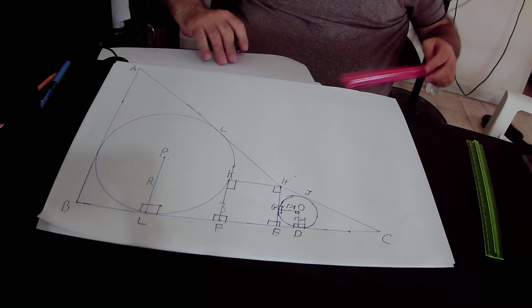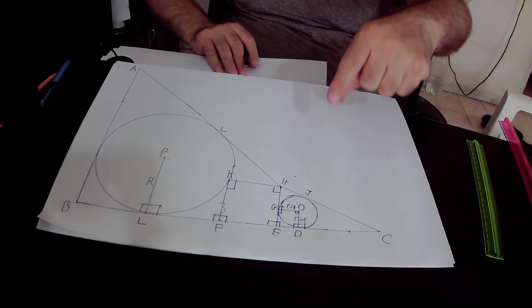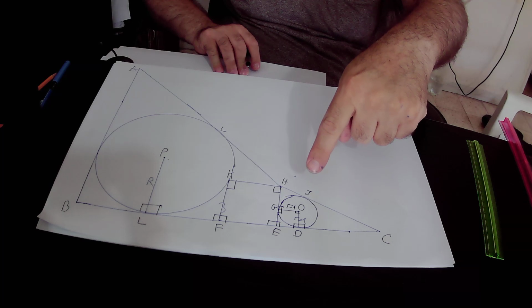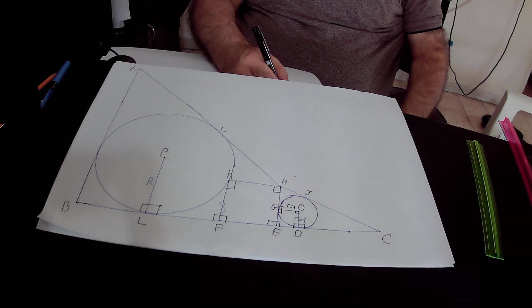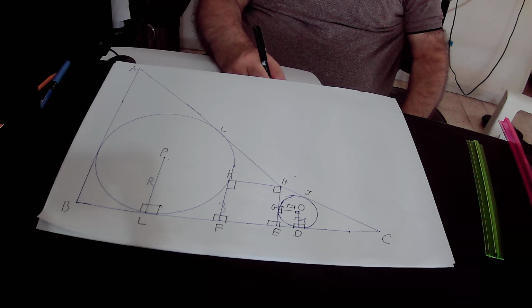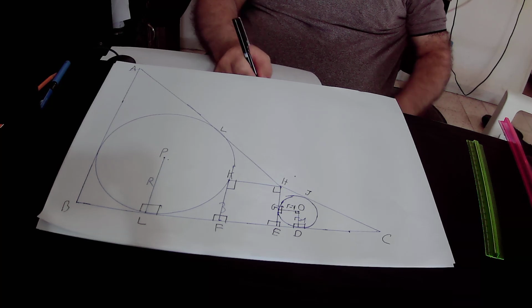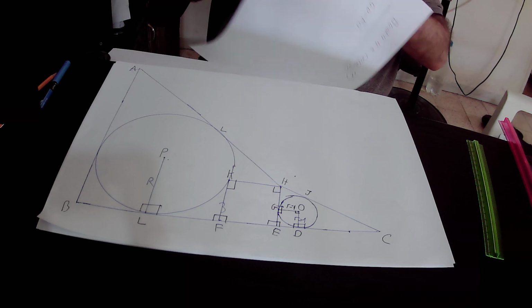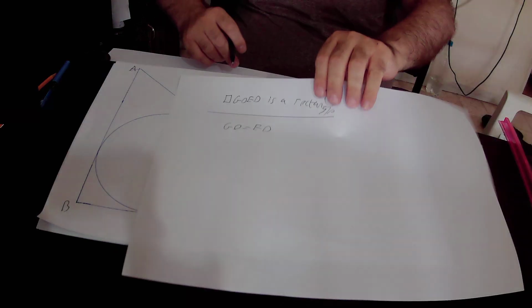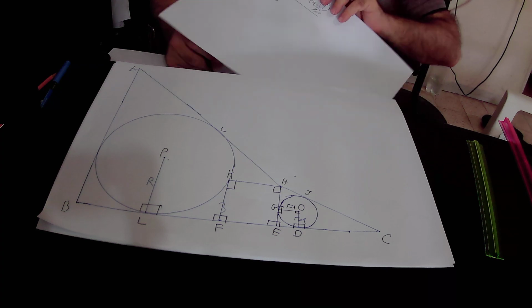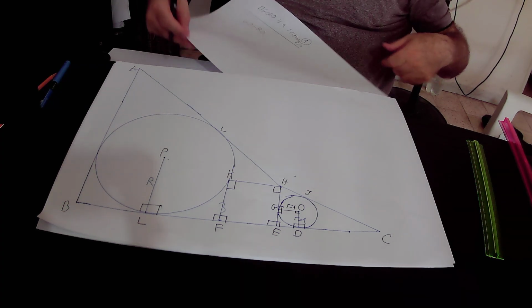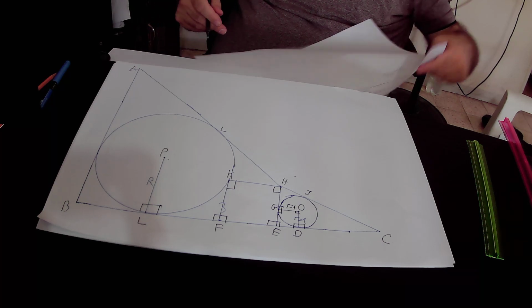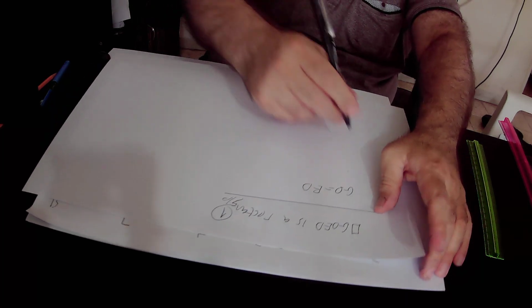And we know that the opposite sides of a rectangle are equal to each other. So that is to say, GO equals ED. Here, GO equals ED. But here, GO equals 1 unit. It is the radius of the small circle. So I can write here that GO equals 1.